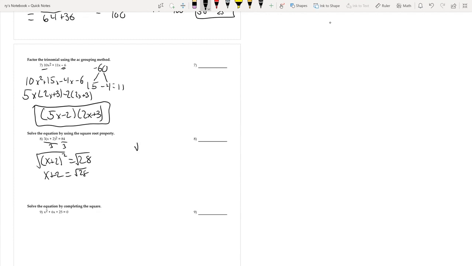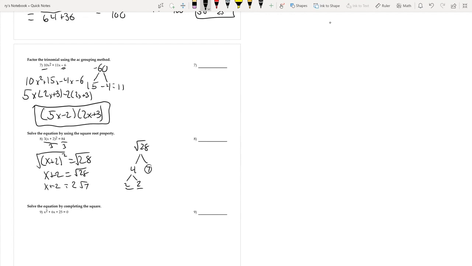This is where I'm going to simplify it on the right. So 28 is divisible by 4 and 7, 4 times 7. And then 4 is 2 times 2, so there's my double prime. So that's going to go on the outside of the square root, and on the inside, I'll be left with 7. So x plus 2 is equal to 2 square root of 7.